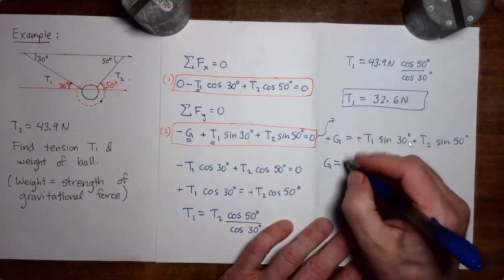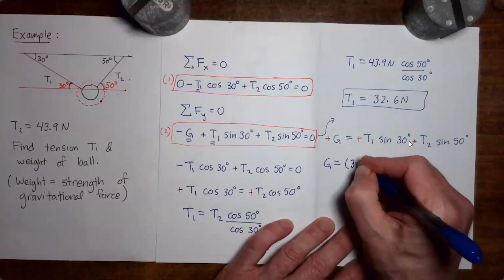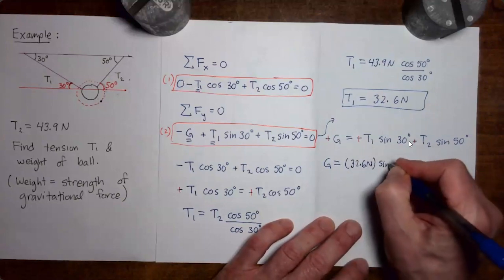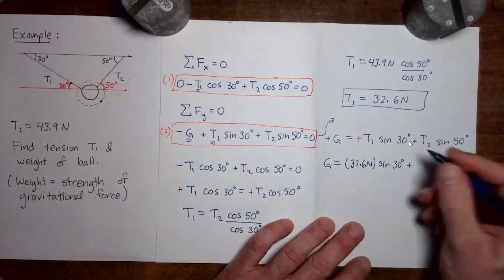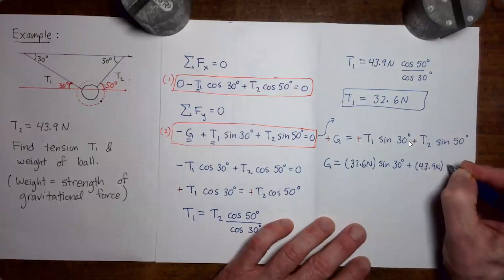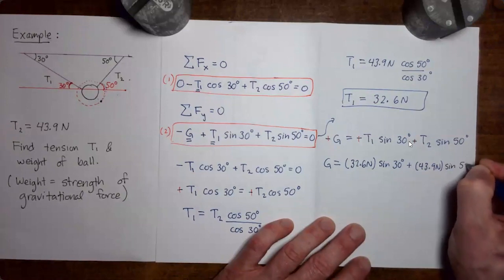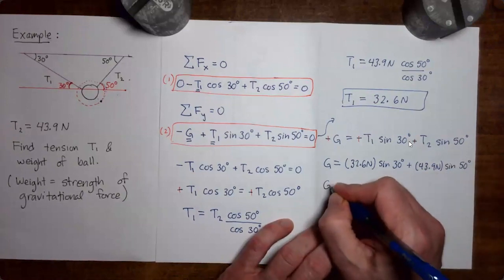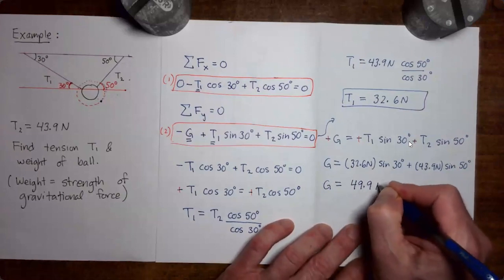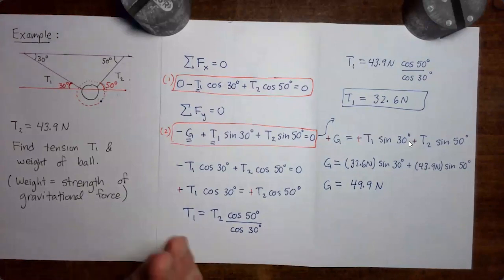Tension 1 we just found was 32.6 newtons. Multiply that by sine of 30 degrees, plus tension 2, 43.9 newtons. Multiply that by sine of 50. Put all of that into your calculator, and I got 49.9 newtons. Okay, so now we have solved our first problem using the first condition of equilibrium, and there will be many more to come.